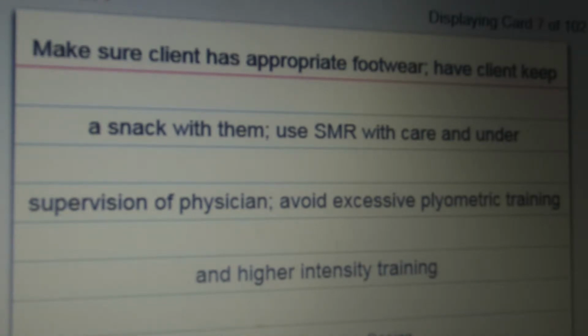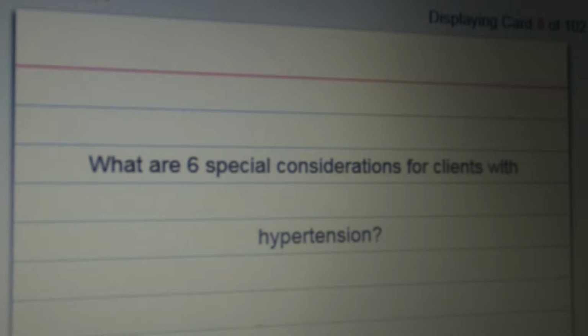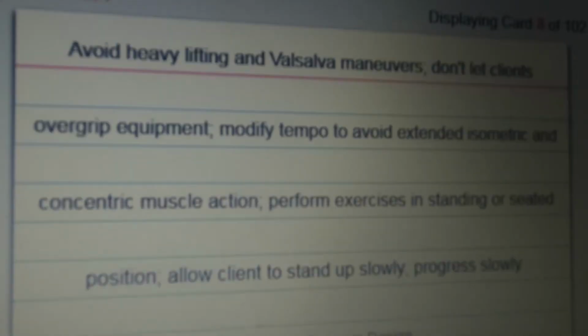Make sure the client has appropriate footwear. Have the client keep a snack with them. Use SMR with care and under supervision of a physician. Avoid excessive plyometric training and higher intensity training. What are 6 special considerations for clients with hypertension?